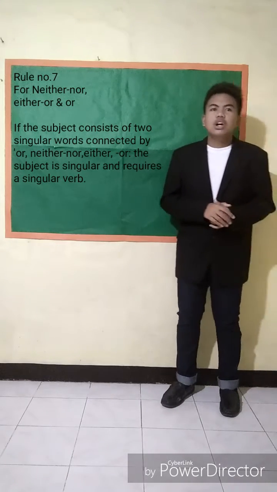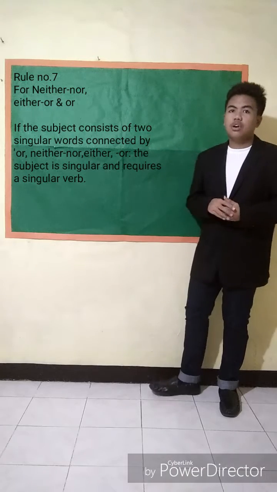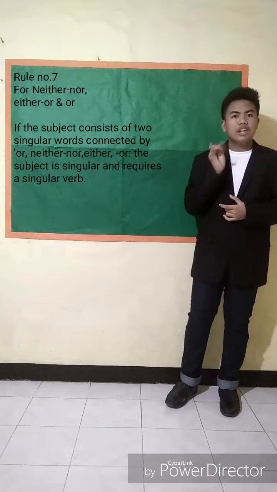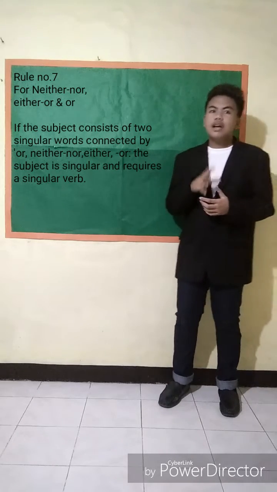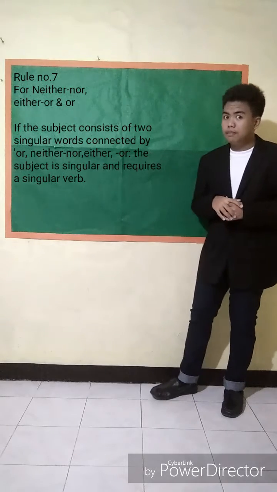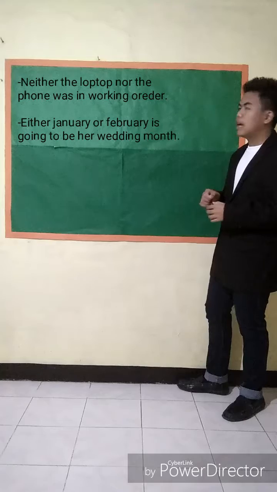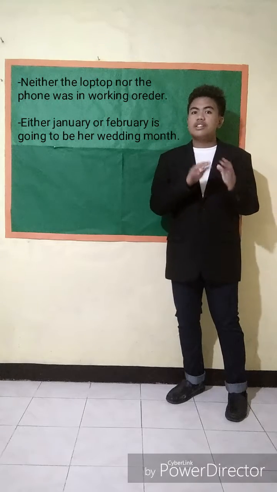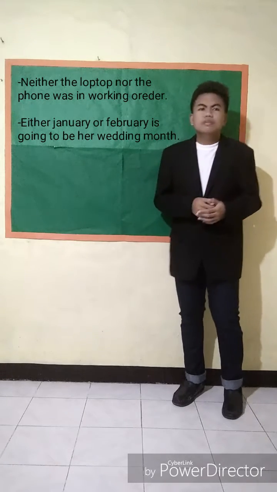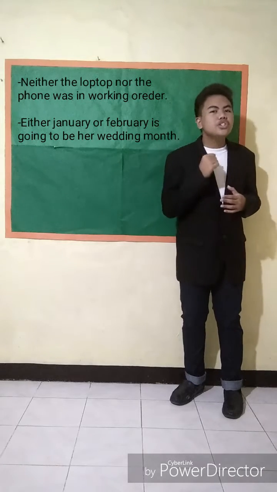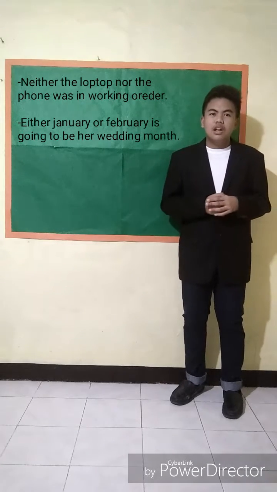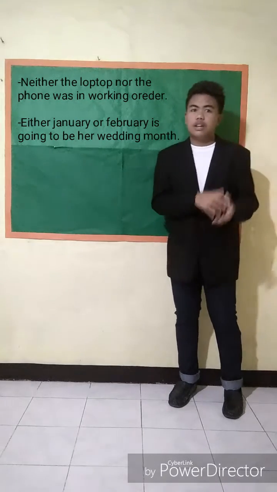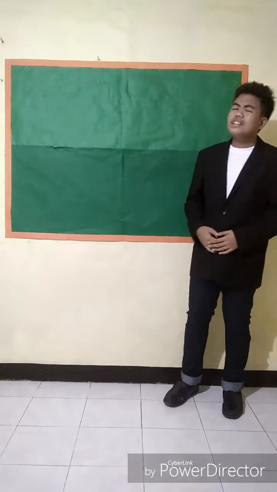On rule number 7, rule for neither nor, either or, and or. If the subject consists of two singular words connected by or, neither nor, either or, the subject is singular and requires a singular verb. Example, neither the laptop nor the phone was in working order. They're using neither and nor in the sentence. Another example, either January or February is going to be her wedding month. They're using either and or. So that's the rule number 7.